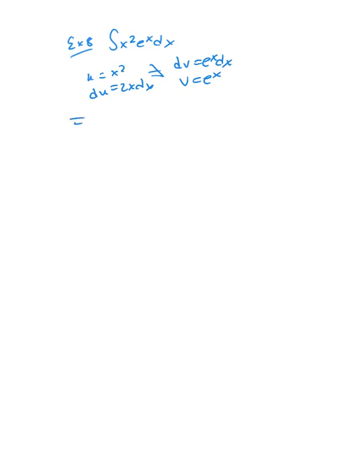Okay, example 8. So for example 8, I have the integral of x squared e to the x. Now I'm going to do this the long way. You don't need to copy this. I'm showing you this. I just want you to watch this part. Then I'm going to show you a shortcut. So I have u equals x squared, du is 2x dx, dv is e to the x dx. Integrate, v is e to the x. Lucky number 7. So this answer would be x squared e to the x minus the integral of 2x e to the x dx. So now I start over again.